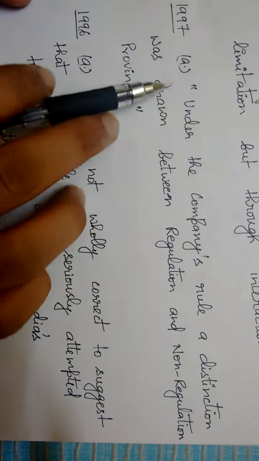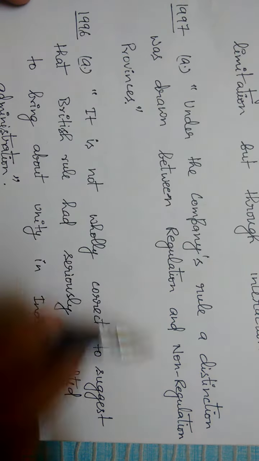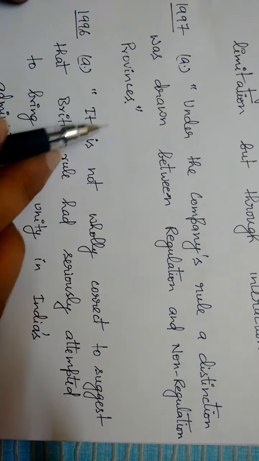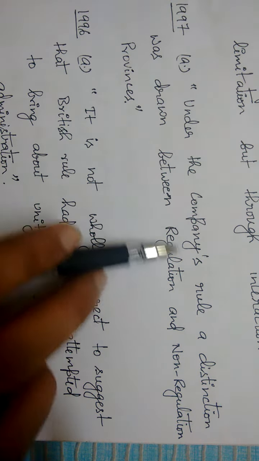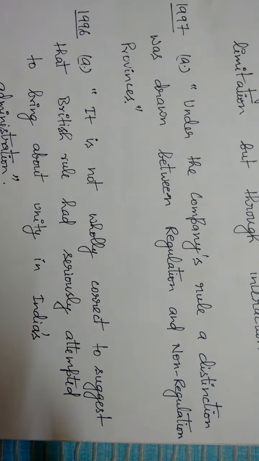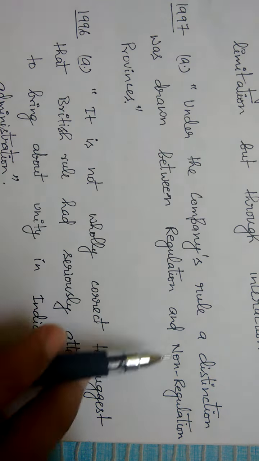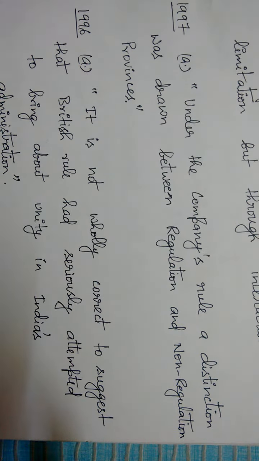Then in 1997 this question came that under the company's rule a distinction was drawn between regulation and non-regulation provinces. So you should know what a regulated province and a non-regulated province is. I am not sure about it, but I think regulated provinces are directly controlled provinces and non-regulated provinces are those under the subsidiary alliance of the British government. The British government was sovereign and held some important functions, for example military, communication as well as foreign relations were under the British, and the rest of the functions were under the independent states. So princely states I think are the non-regulation provinces, but still I am not sure about this.